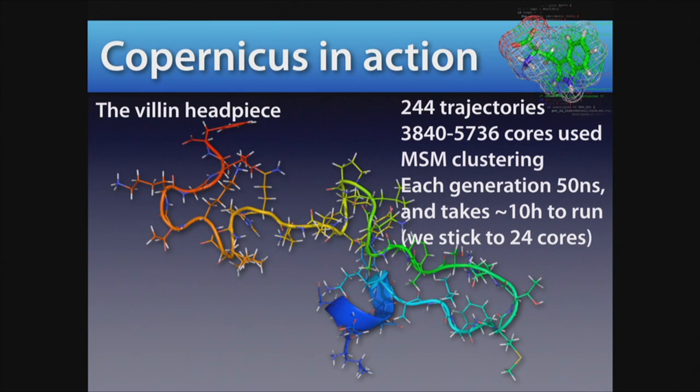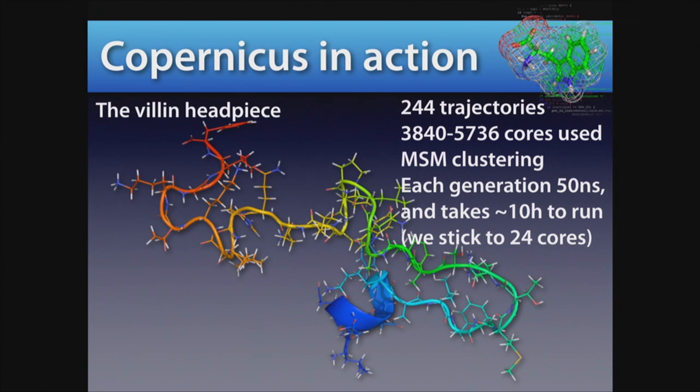This is the villin headpiece, which was the system that Peter Coleman simulated for months on a supercomputer. It's a tiny system, roughly 7,000 atoms with water and everything. I'm not showing the water here. And we're running this in a setup that's very similar to Folding@home.